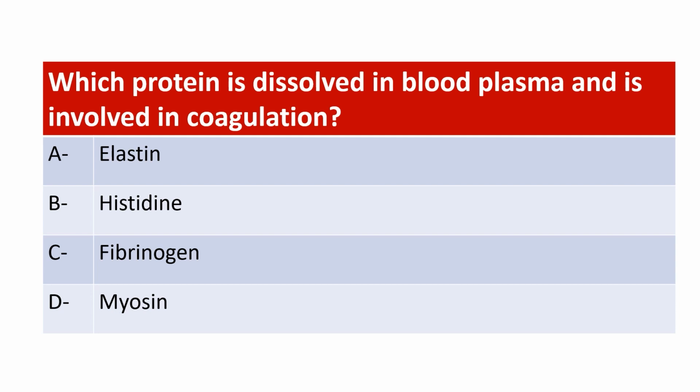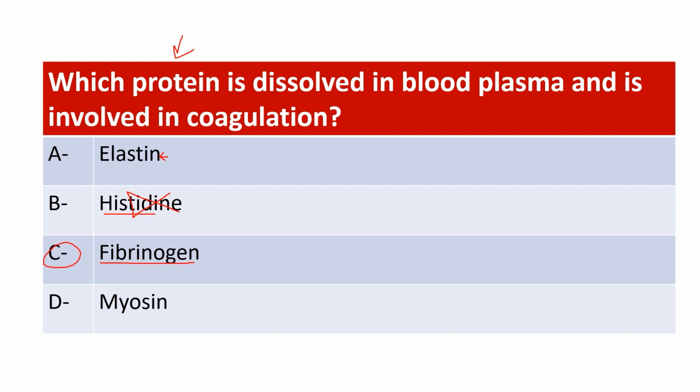Which protein is dissolved in blood plasma and is involved in coagulation, blood clotting? Elastin, histidine, fibrinogen, and myosin. Elastin is a connective tissue protein which provides elasticity and is rich in blood vessels. Histidine is not a protein. Eliminate histidine. It's an amino acid. I'm asking for a protein. And fibrinogen is the answer, my friends.